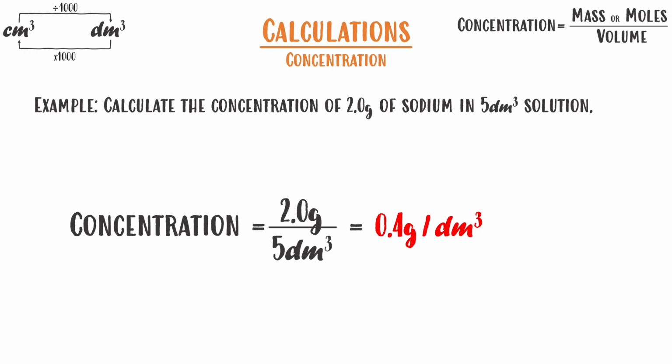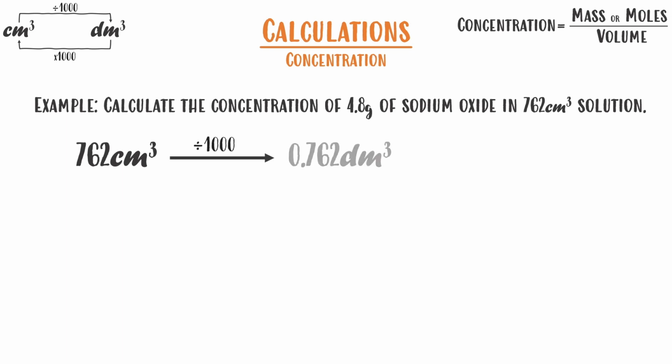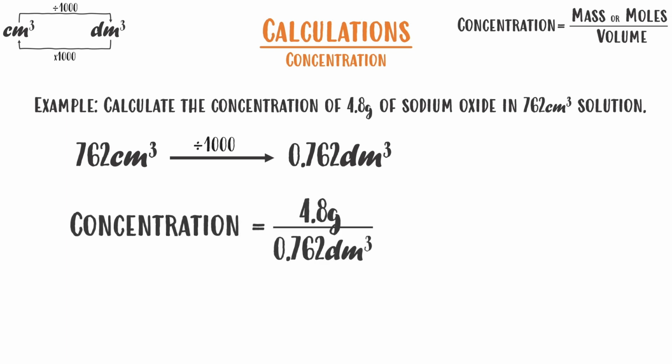Let's have a look at one more. Calculate the concentration of 4.8 grams of sodium oxide in 762 centimeters cubed of solution. The first thing I need to do is convert my volume. To go from centimeters cubed to decimeters cubed, I must divide by 1,000, which leaves me with 0.762 decimeters cubed of solution. Then I write down my formula with the substituted values, including the new converted units, and this works out to be 6.3 grams per decimeter cubed.